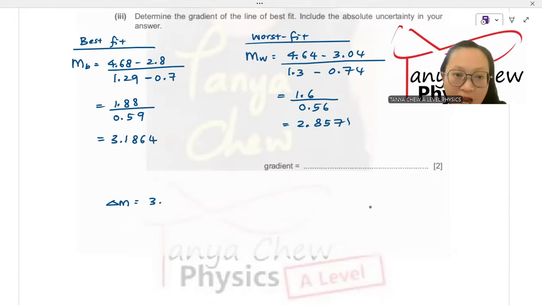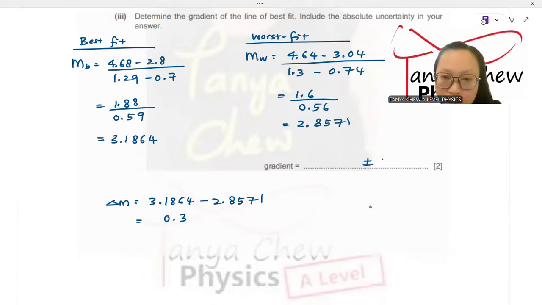Now, if you want to include the absolute uncertainty for your gradient, very simple. You just take the larger value minus the smaller value of gradient. So round it off. I'm going to follow the AS syllabus as well. I'm going to round it off to one significant figure, which is 0.3. So I'm going to put 0.3. And remember what I told you? The gradient value must be the best fit gradient, and it has to follow the decimal point of your absolute uncertainty. So I'm going to put one decimal point, 3.2.